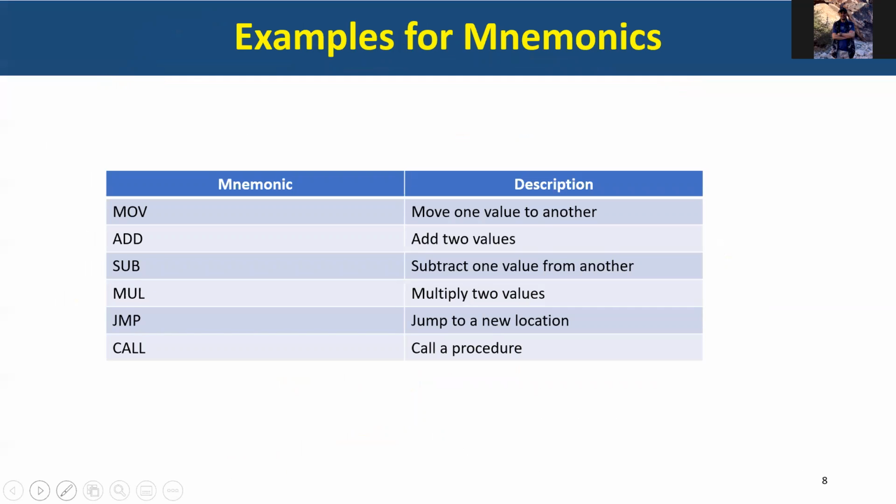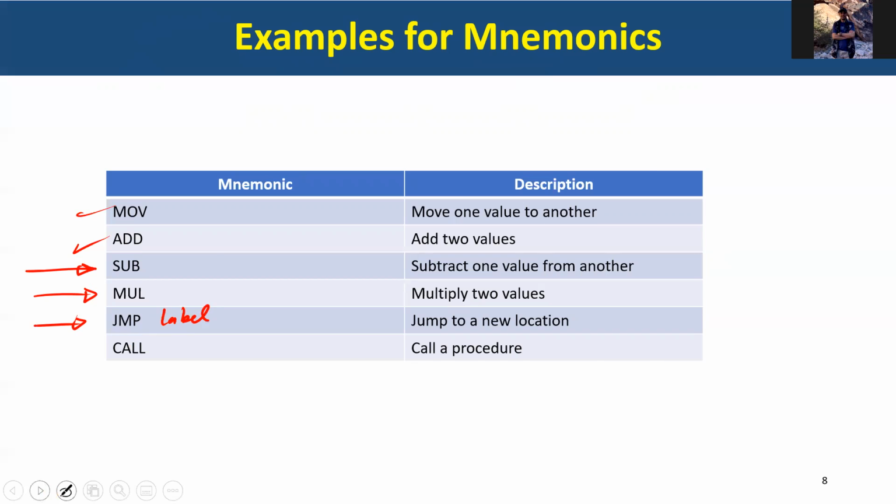So here are some examples of mnemonics. We studied move, we studied add. Subtract is new for us. It's just like add. It subtracts one value from another. Multiplication is also a new one for us. It multiplies two values with each other. Jump is similar to call. You are jumping to some jump label here. So you should add some label.